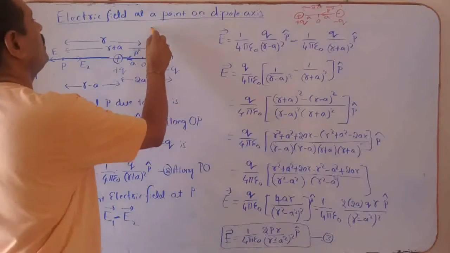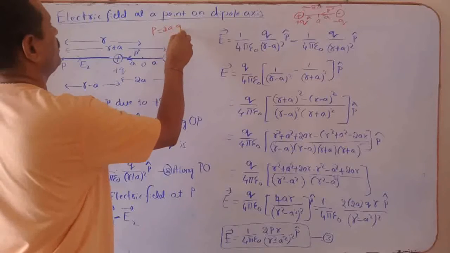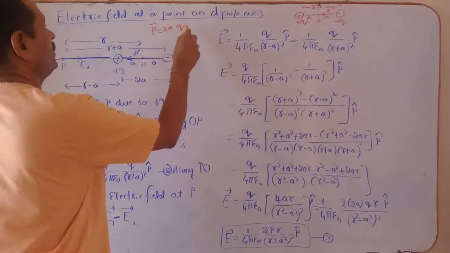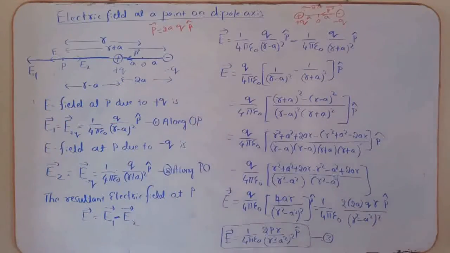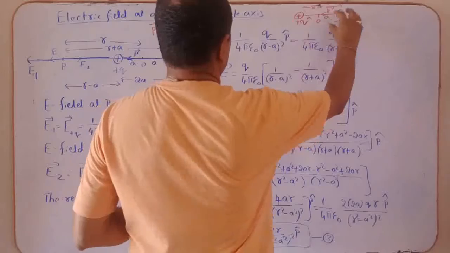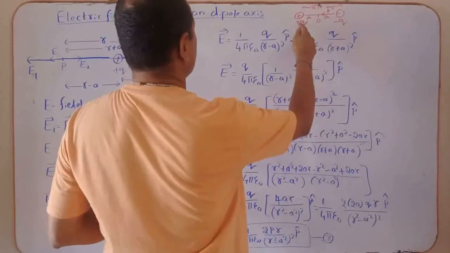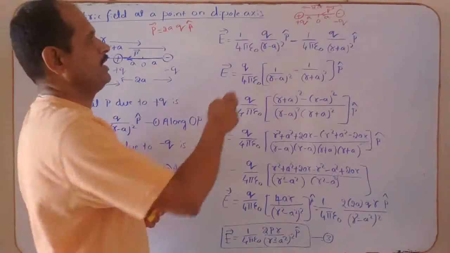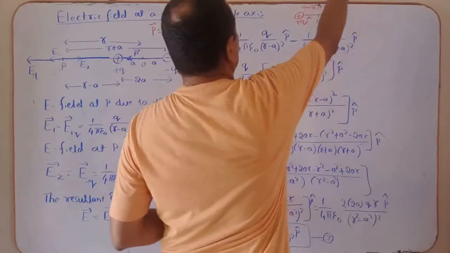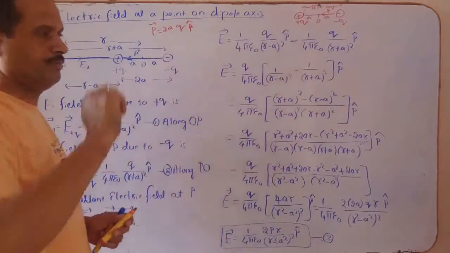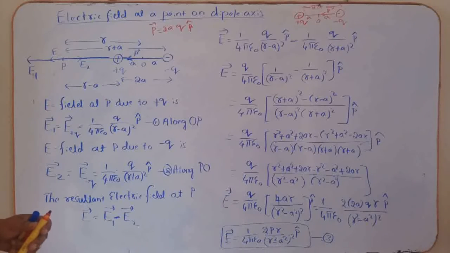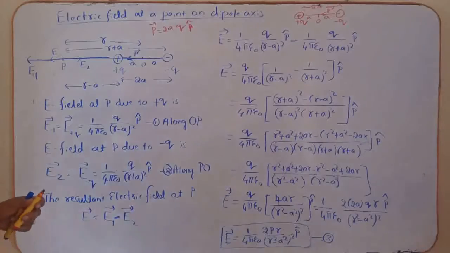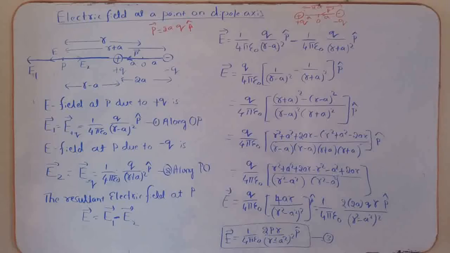The dipole moment is 2a times q. In vector form, vector P is equal to 2aq P cap. Now the total charge of the electric dipole is 0: plus q minus q becomes 0. But the electric field at any point around the dipole is not equal to 0. Now you obtain the expression for the electric field of the dipole at two points, one on the axis and another on the equatorial line.